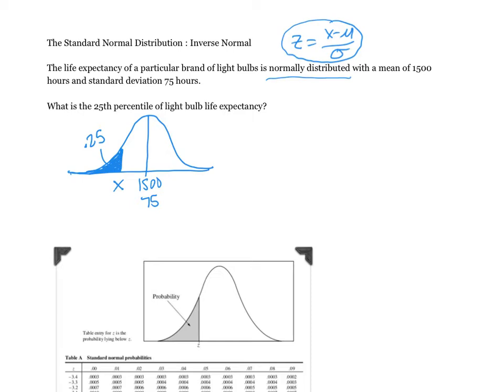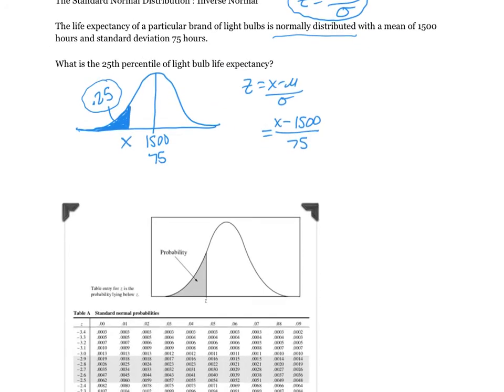So again, I only have one equation. Okay, and let's fill in what we know. The x is what I'm solving for. The mean is 1,500. The standard deviation was 75. And I'd love to have a z-score to plug in. But I don't know the z-score. They just gave me the percent. Okay, well, we can find that a couple different ways. We can find the z-score for 25%.